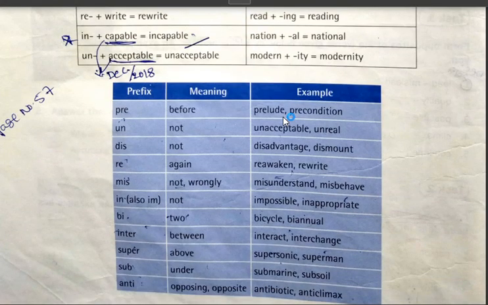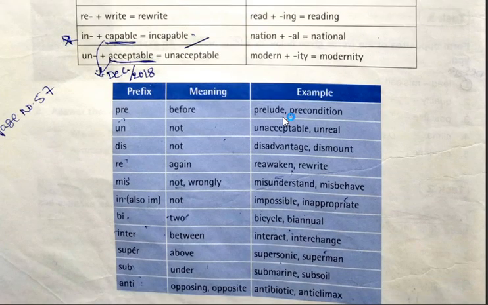Now let's understand some meanings. What is the prefix meaning? If you see, pre generally means before. Like these are some examples. Un means nothing but not. This is also nothing but a similar meaning, it's nothing but not. Re means again. Miss means not, or we can say wrongly. In means not.